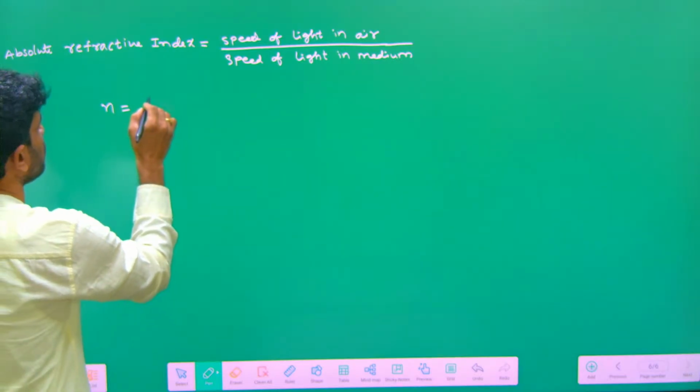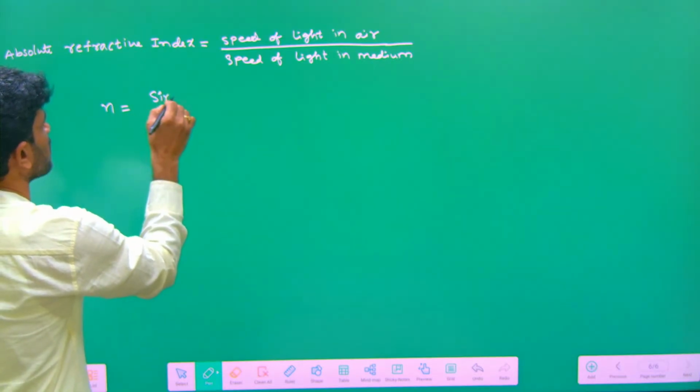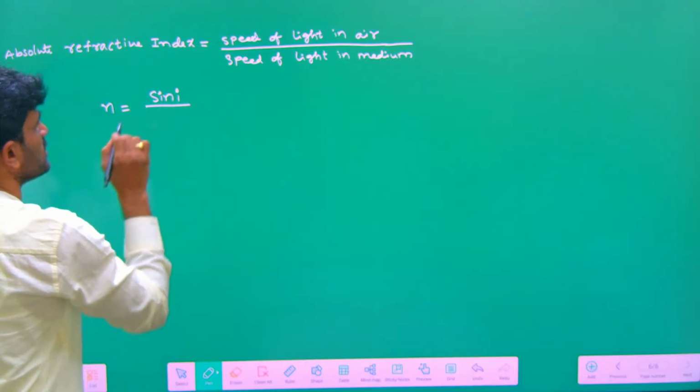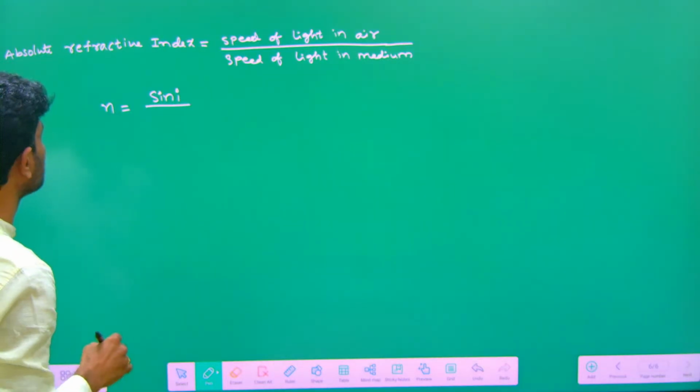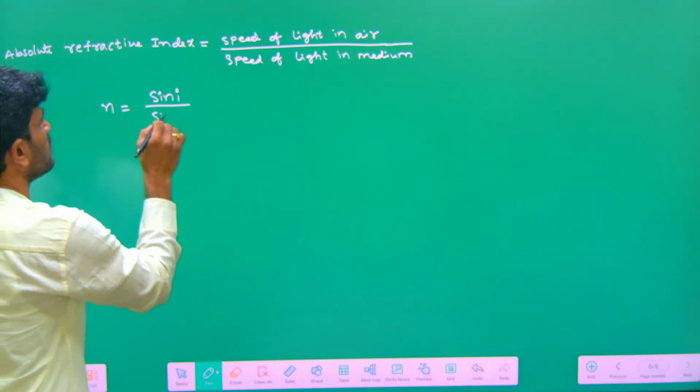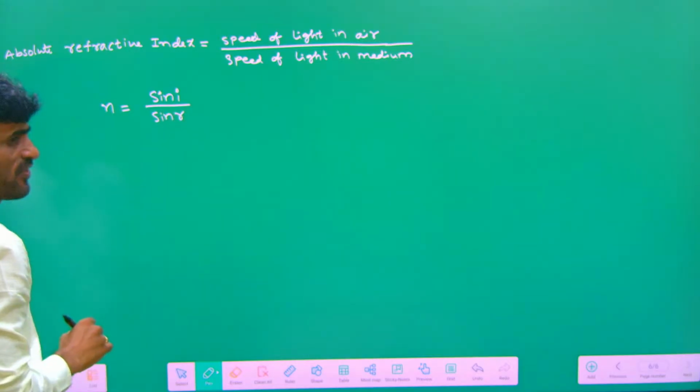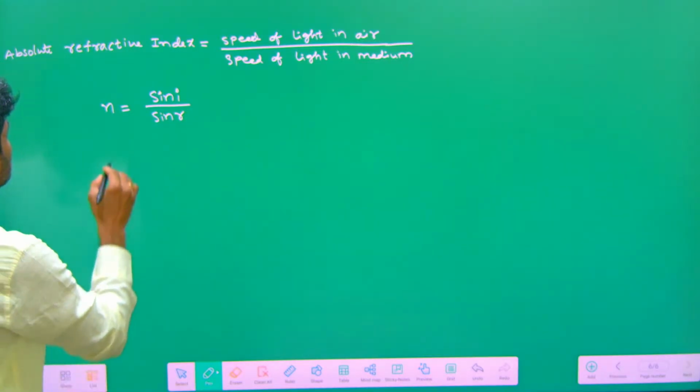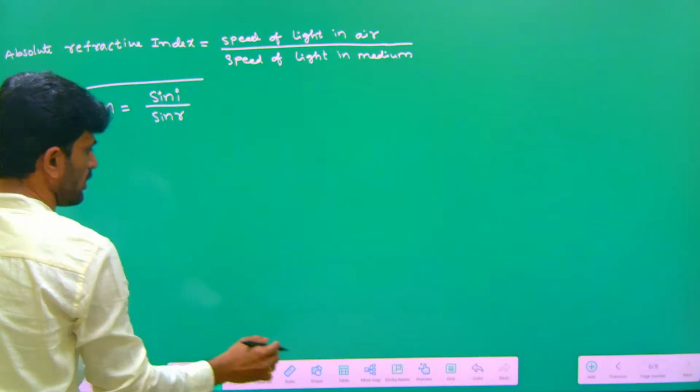n is equal to sin i by sin r. What is i here? Angle of incidence. And what is r here? Angle of refraction. Sin i by sin r. This is another formula. We also call it Snell's law.